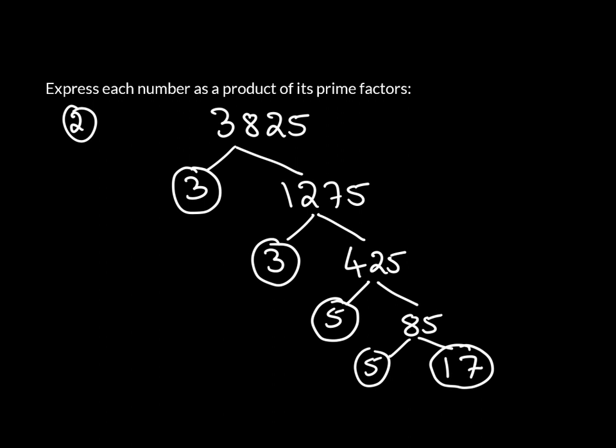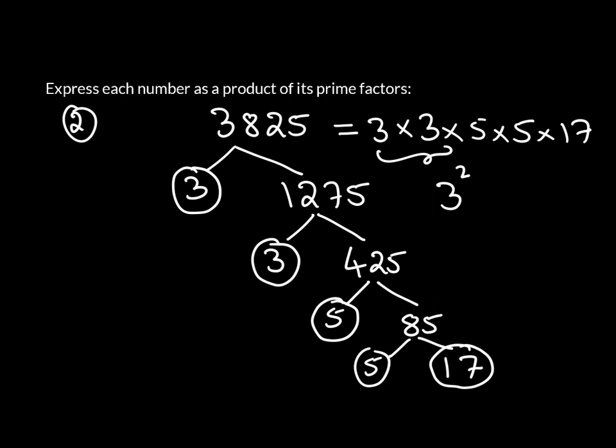So 3,825 is a product of primes: 3 times 3 times 5 times 5 times 17. This can be written in terms of powers. Since 3 is repeated twice, it's 3 to the power 2 times 5 to the power 2 times 17. So we have expressed 3,825 as a product of the powers of primes. This is called prime factorization of a composite number.